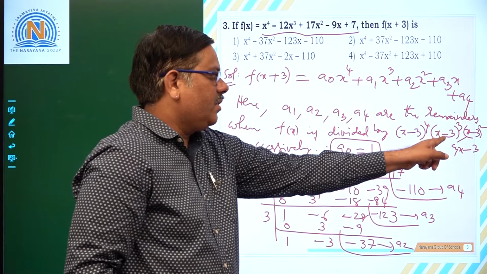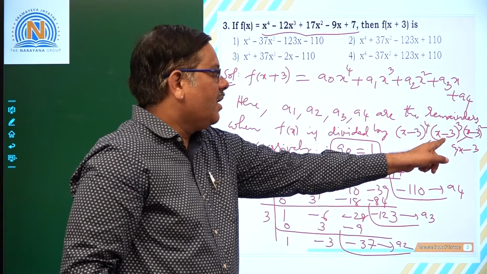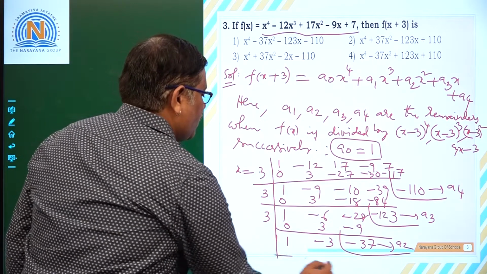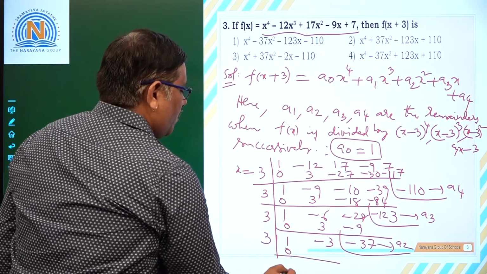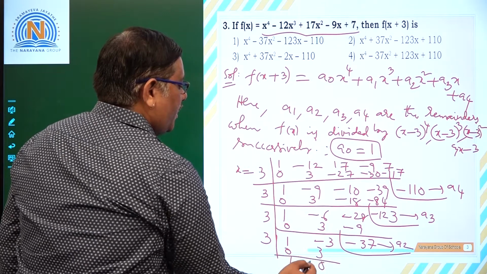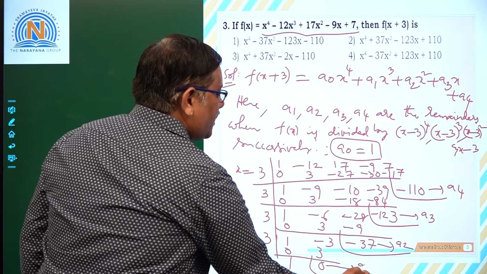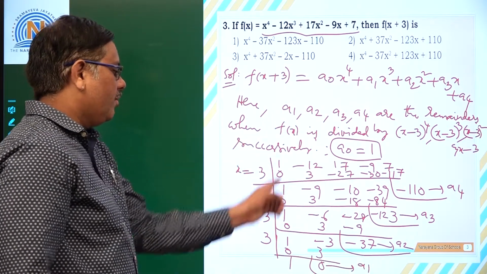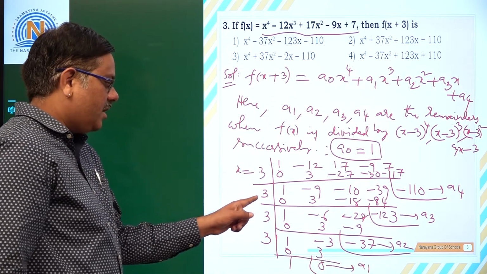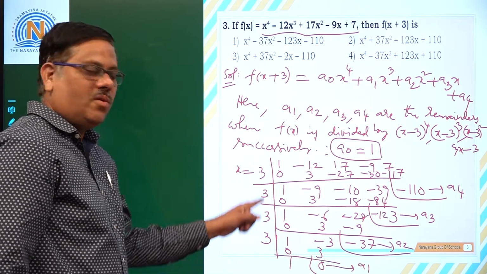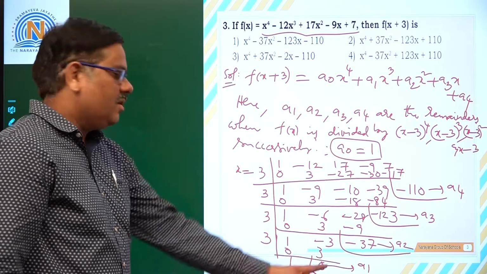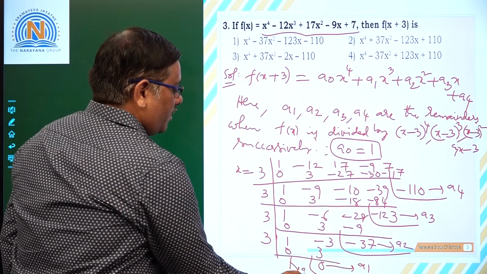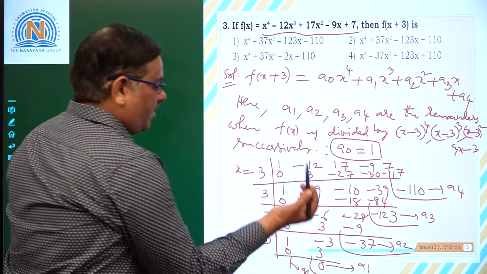Whenever you are dividing this polynomial by x minus 3 whole cube, the remainder will be what? A2. A2 we got. Next, again you do the process. Again you take 3, 0, 1, 3 ones are 3, 0 here. Means the remainder is 0. This is A1. A1 will be 0 here. Whenever you are dividing this polynomial by x minus 3 whole power 4, the remainder is A1. So the remainder we got is 0. And this one is nothing but A0 for us.